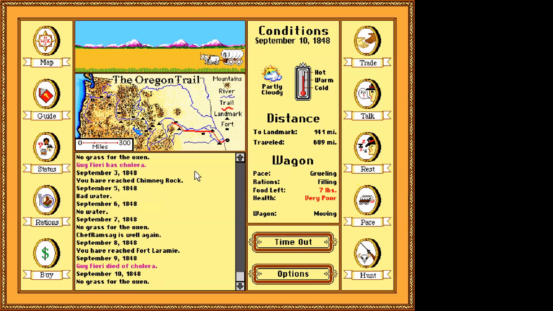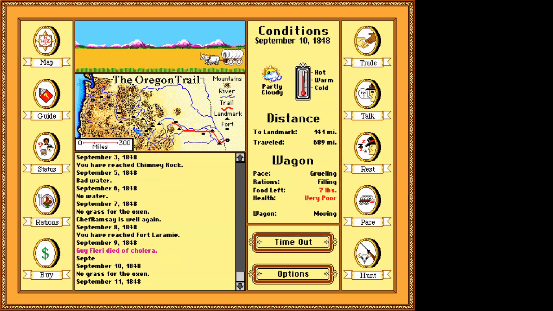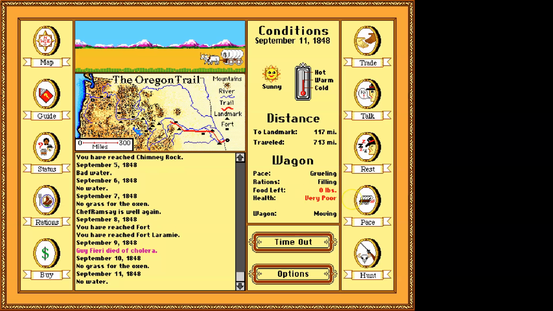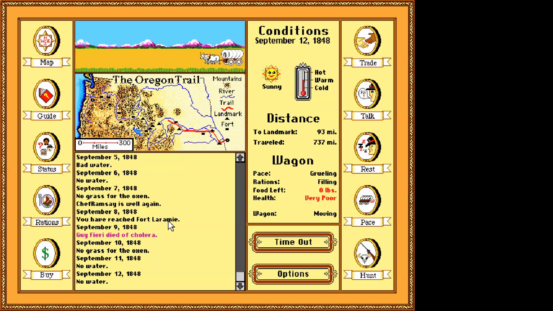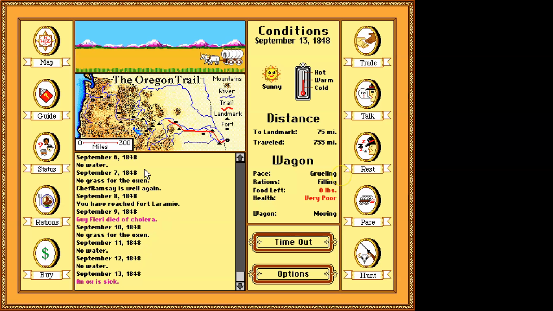No grass for the oxen. That's going to be a problem. My oxen are probably going to get tired. No water, which seems to be a recurring trend. We've been on the journey for over a month now. We're into September. An ox is sick. Really? After losing Steve Harvey and Guy Fieri, an ox is sick?